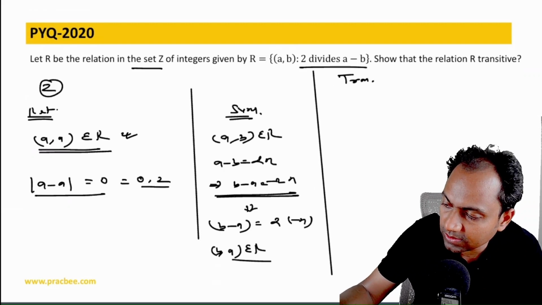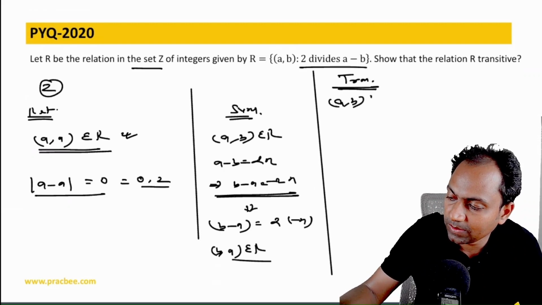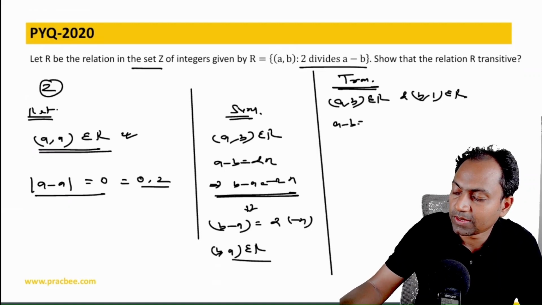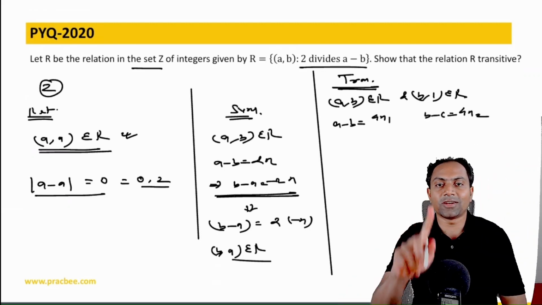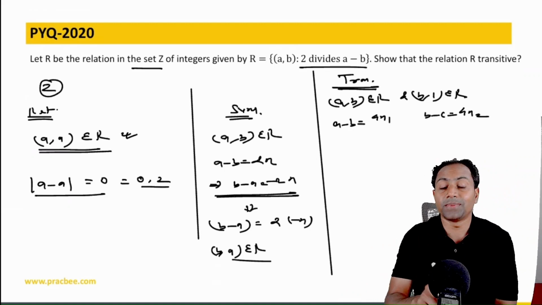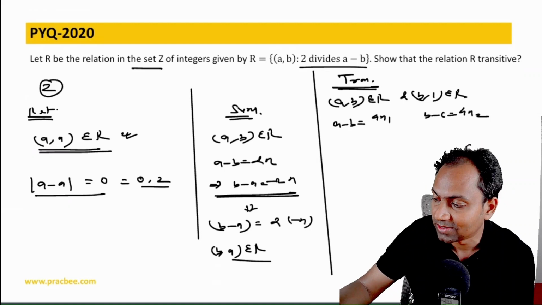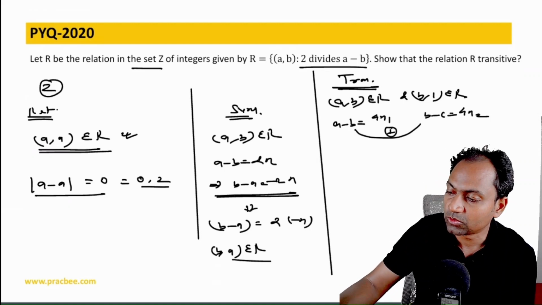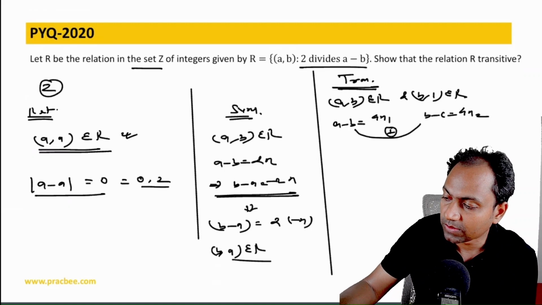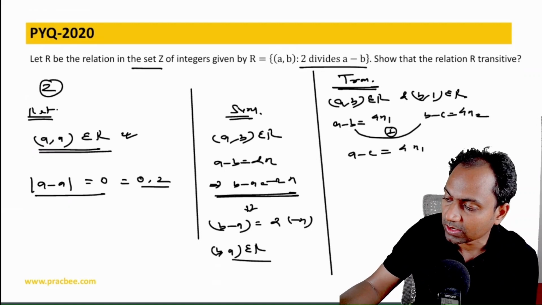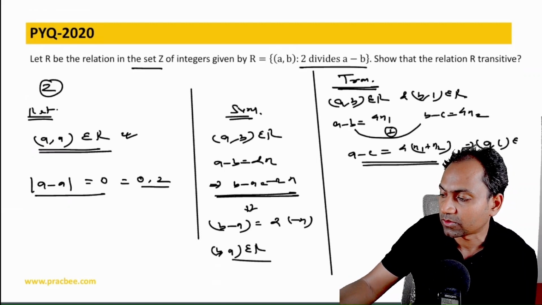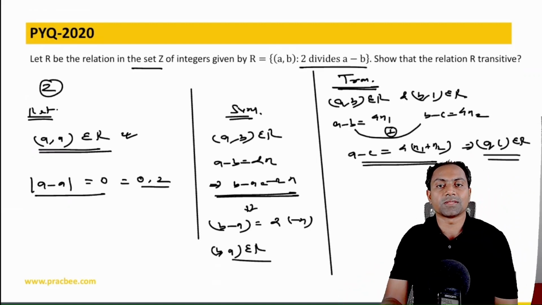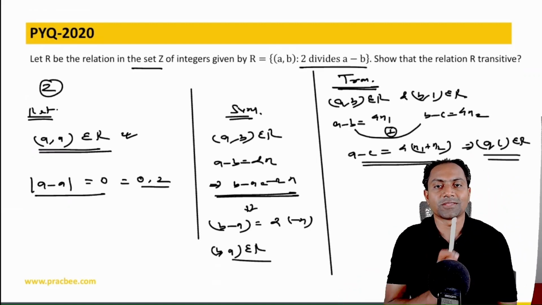Now in the third part, we can move towards the idea of transitive. For that, if a comma b belongs to R and b comma c belongs to R, then we can write a minus b is equal to 2 n1, and b minus c is equal to 2 n2. Our idea always in such types of questions is to eliminate b from both of these and get a relationship between a and c. So if I add them up, and we used this technique earlier also, what we get is a minus c is equal to 2 times n1 plus n2. And from here you can conclude that since it is a multiple of 2, a comma c will also belong to R. So what we have essentially proved is that this relation given to us is an equivalence relation.